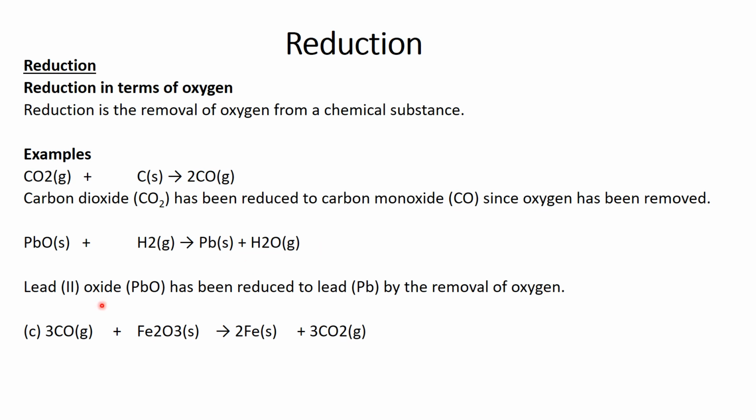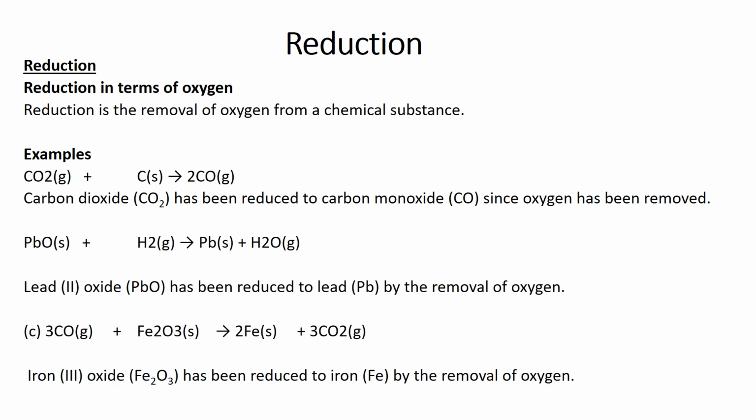The other one is the reaction of carbon monoxide with iron oxide. When this happens, we're going to have iron and carbon dioxide being formed. We can see that the iron oxide had 3 oxygens. Now it doesn't have any oxygen, so we can say iron(III) oxide has been reduced to iron by the removal of oxygen.